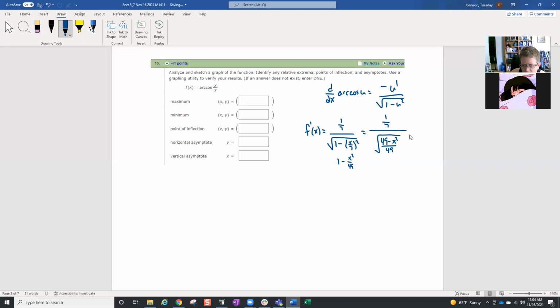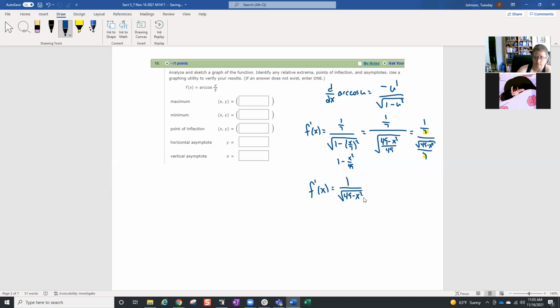This is not nearly enough space, but I'm going to write it anyways. Square root of 49 minus x squared all over 7. And that's okay, because this 1/7 and this 7, my 7s, these are going to cancel out. And my derivative becomes 1 over the square root of 49 minus x squared.